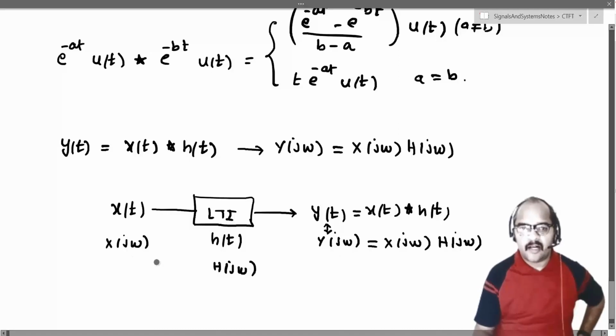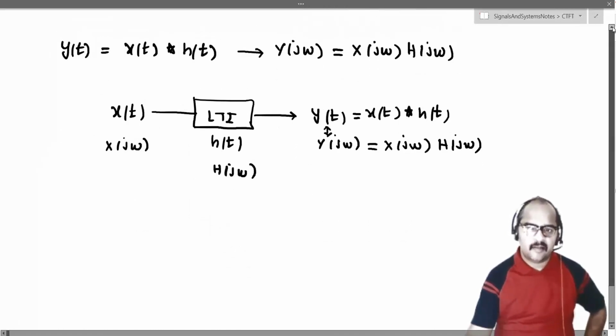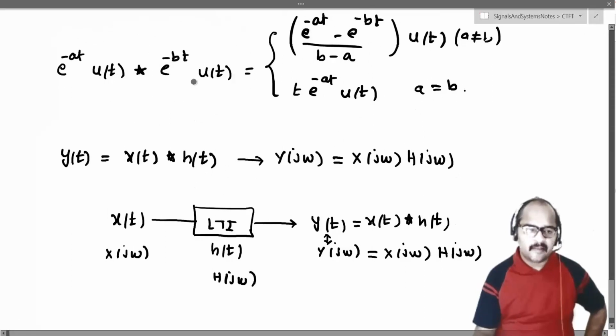Now let us look at this result. For example, e power minus at u of t convolved with e power minus bt u of t looks like what? This convolution is the output of an LTI system. We can see that the input to the LTI system is x of t, given by e power minus at u of t, and the impulse response of the LTI system is given by e power minus bt u of t.